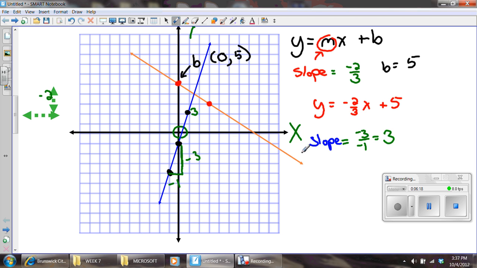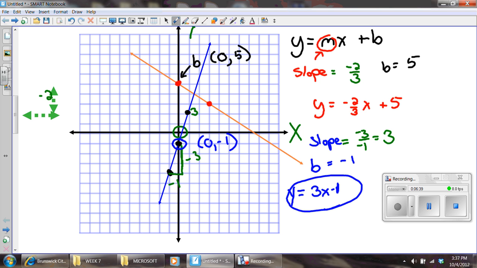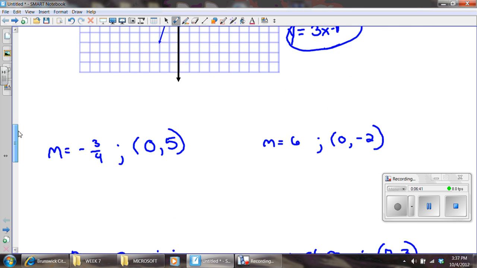Now I need the y-intercept. You notice when I grabbed my point, I just automatically went for the y-intercept. It looks like it's the point (0, -1), so b's value would be -1. Hence, my equation is y equals 3x minus 1. And there you go. It's just that simple.